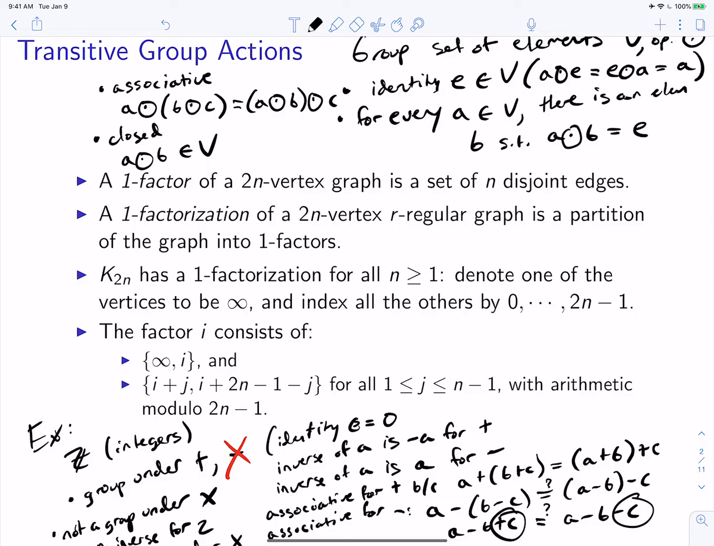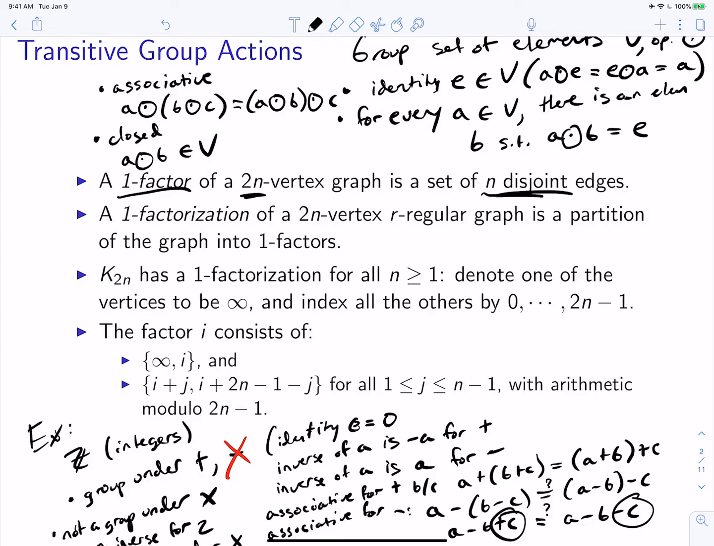So what are we talking about here? A one factor for a graph with 2n vertices is n disjoint edges. What that means is that we're going to pick n edges and involve every vertex of the graph, because they're disjoint edges.